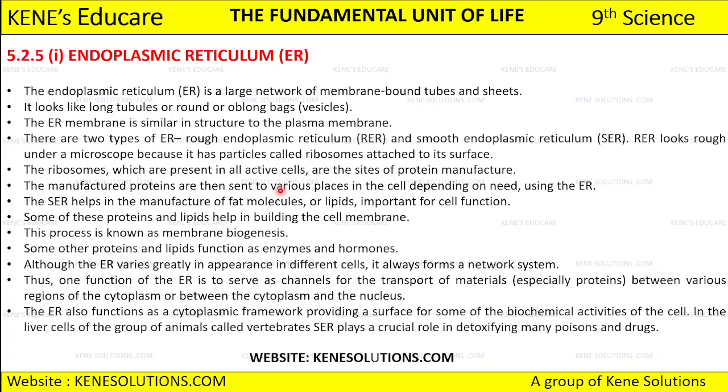Here our smooth endoplasmic reticulum helps in manufacture of fat molecules or lipids, and these fat molecules, lipids, are important for cell functions as well, because some of the proteins and lipids, that is, proteins we get from rough endoplasmic reticulum and lipids we get from smooth endoplasmic reticulum, help us in building the cell membrane. This process where the proteins and lipids help in building the cell membrane, we call this process membrane biogenesis. क्या बोलेंगे हम? Membrane biogenesis.